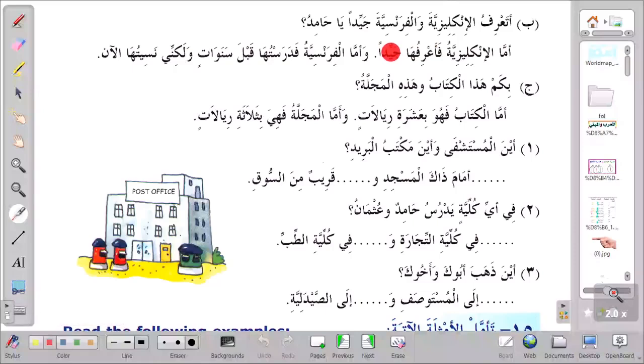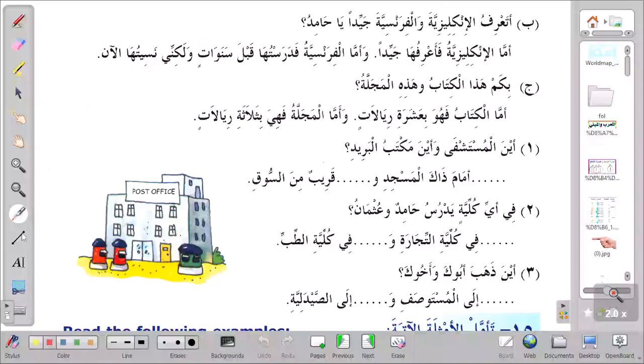So he's trying to say the first one, as for English, "wa amma al-faransiyyatu," and as for French, "fadarastuha qabla sanawatin," I studied it years ago. Qabla sanawatin. Sanawat is the plural of sana. Okay, sanatun, a year. Sanawat, this is jam'u muannath salim. I hope you have not forgotten. So qabla sanawatin, years ago. "Walakinni nasituha al-an," but I forgot it. Al-an, now. As for now, I've forgotten it.